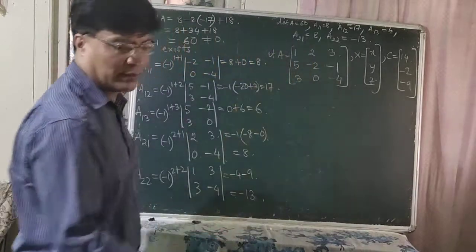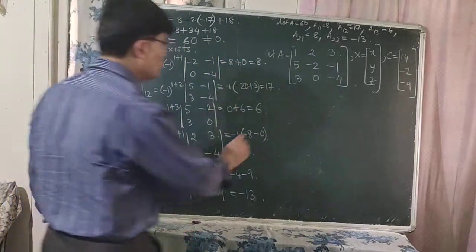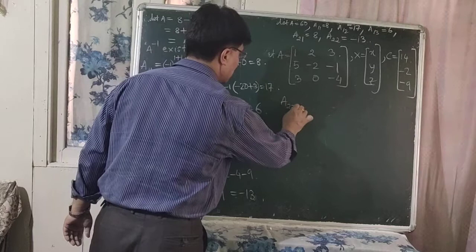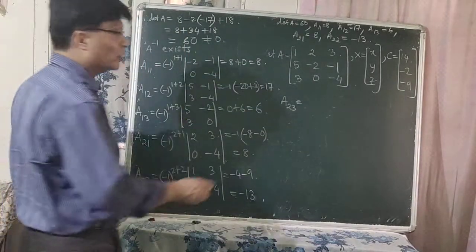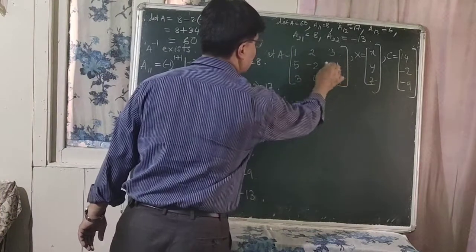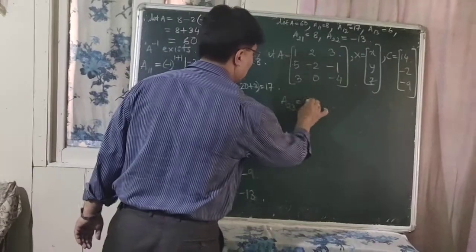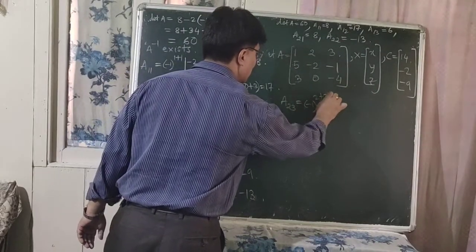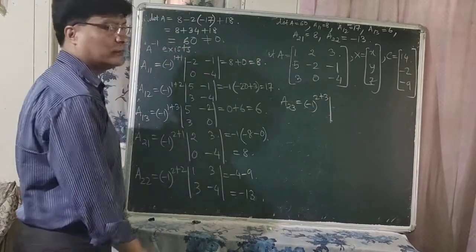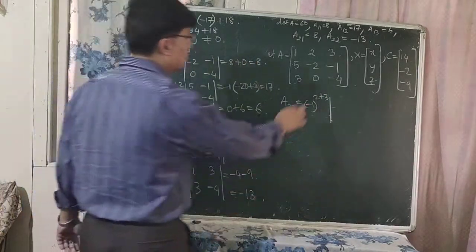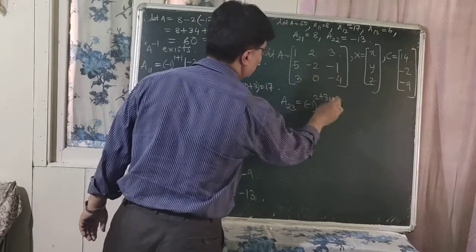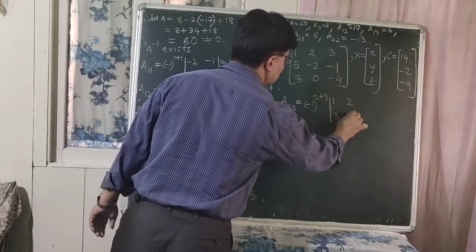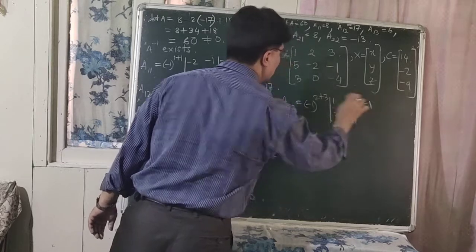So now from here you have to find out the cofactors again. A23. So what is A23? Cofactor of the element belonging to the second row and third column, that is minus 1. Consider the sign, minus 1 to the power 2 plus 3. Now the cofactor of the element minus 1: delete the row and the column through the element minus 1. 1, 2, 3, 0, which is equal to minus 1.